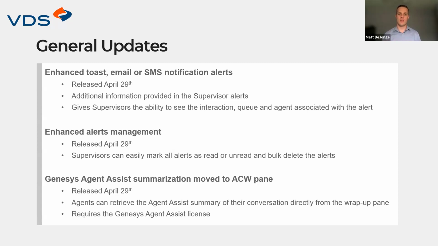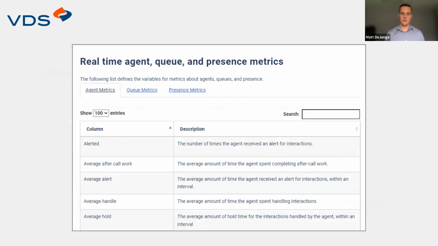Just real quick, I want to go down that trail of the real-time alerts that Genesys does make available. Very handy feature for supervisors if you're not using them today. Within those real-time alerts, there are really 3 different categories. For agents, there are over 30 different agent metrics that supervisors can receive alerts on. Nearly 50 different queue metrics can be set up within those alerts, and 14 different presence metrics that supervisors can receive alerts on.